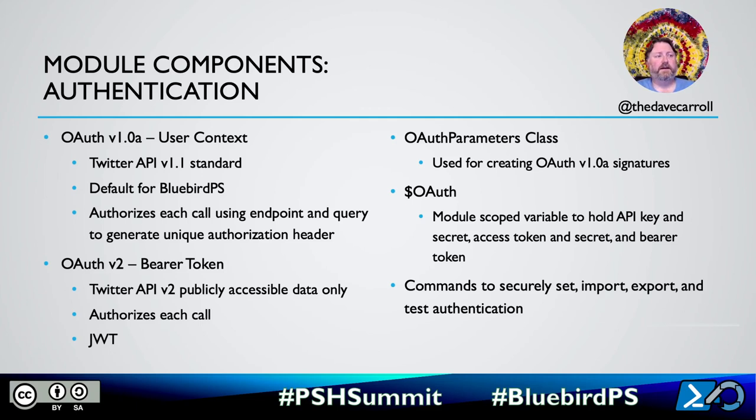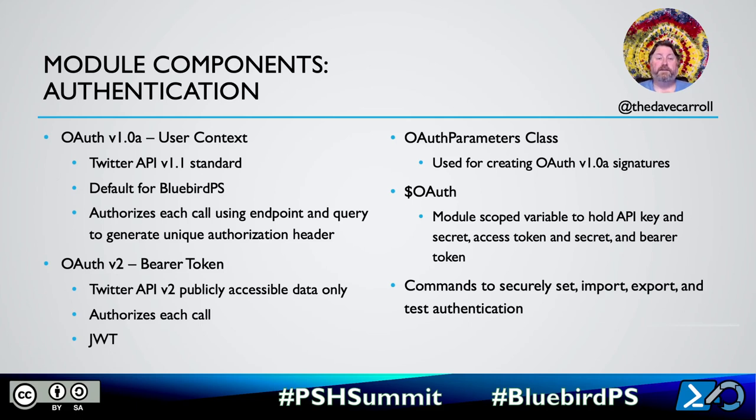Authentication first. OAuth V1 is user context. It's what the Twitter API V1.1 supports. It's also the default for BluebirdPS. It authorizes each call using the endpoint and query information to generate the authorization header. So every call that you make against it, even paged calls, paged iterations, will have to go through the process of generating a new authorization header.